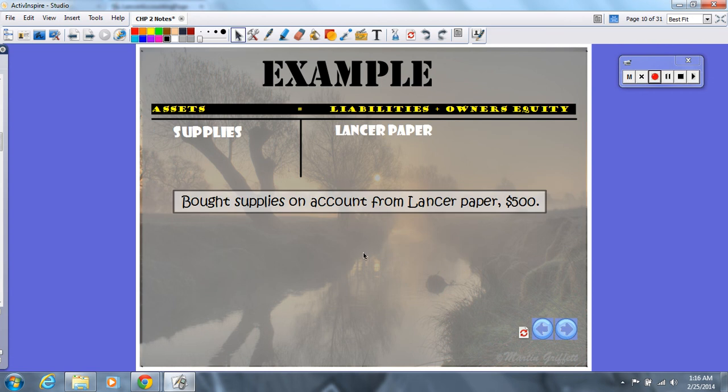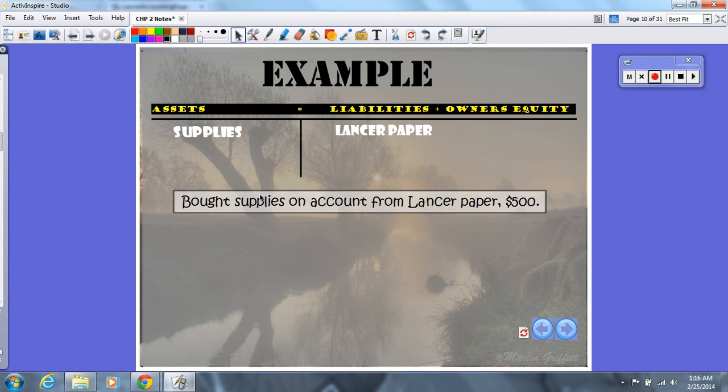Alright, next, we're going to do another example. Bought supplies on account from Lancer Paper, $500. Okay, so the accounts that are affected are supplies and Lancer Paper. So here you have them up here on the accounting equation. Supplies are assets, so they're on the left hand side. Lancer Paper is a liability, so it's on the right hand side.